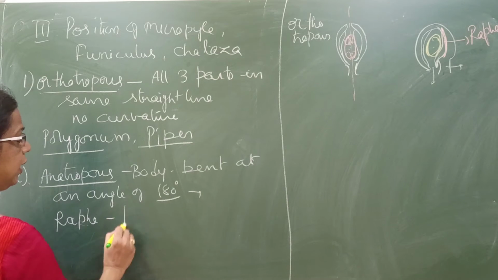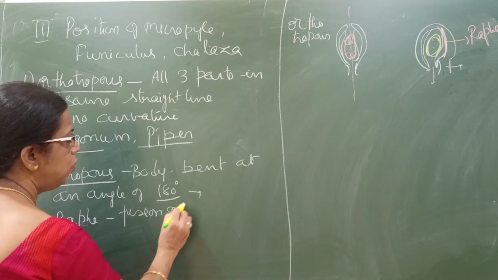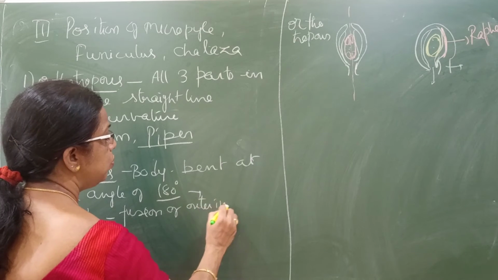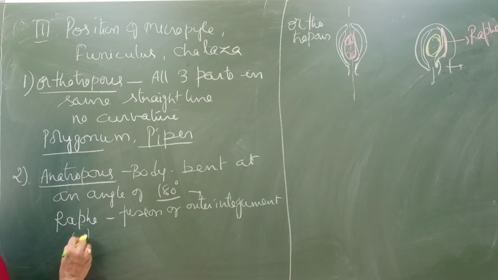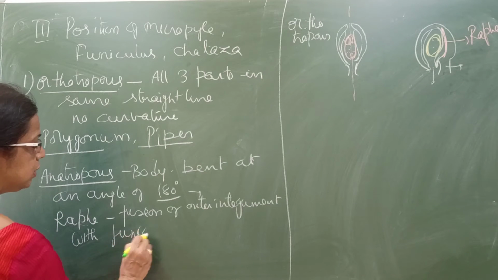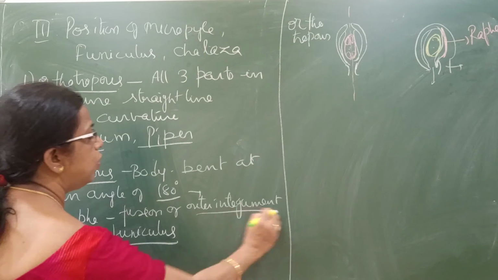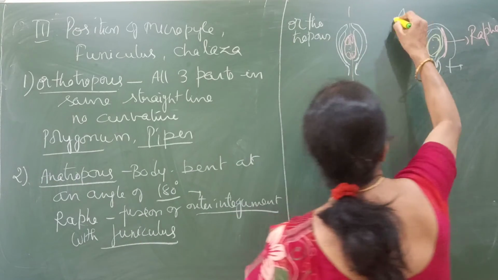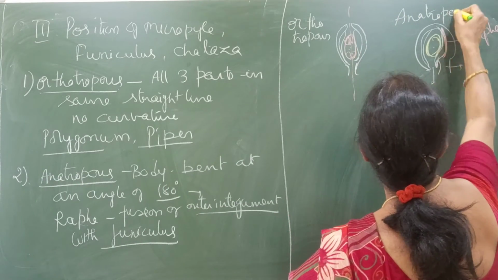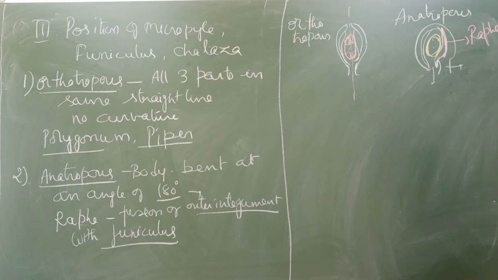So what is raphe? It is the fusion of the outer integument with the funiculus, which forms a ridge-like structure. Ridge-like means a very thick structure. That is called a raphe. So raphe is found in only which type of ovule? It is the anatropous ovule. Raphe is found only in the anatropous ovule.